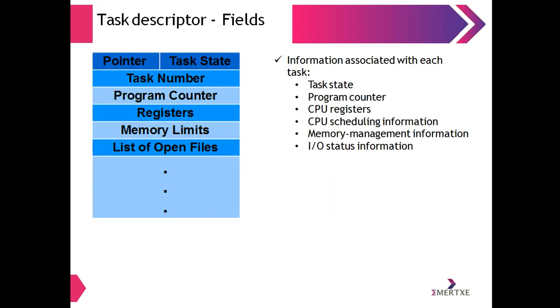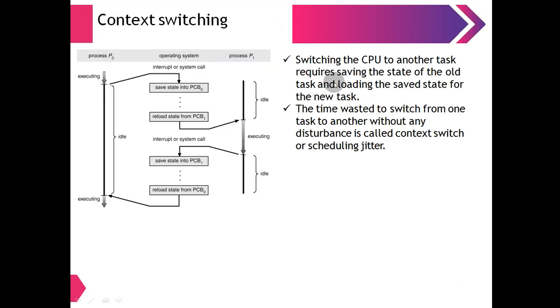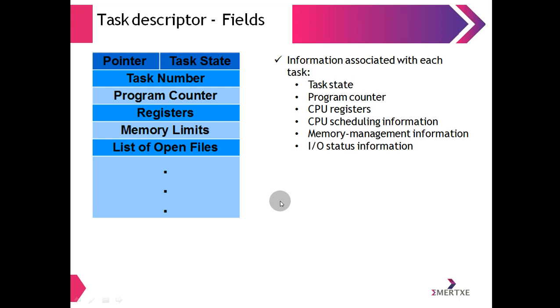Let's go to the next slide. So these are the task descriptor fields. The information associated with each task is the task state. Then the pointer, the program counter, which addresses the next instruction to be executed. Task number: how many tasks are being dealt with, or how many tasks are being worked on in parallel, needs to be remembered.